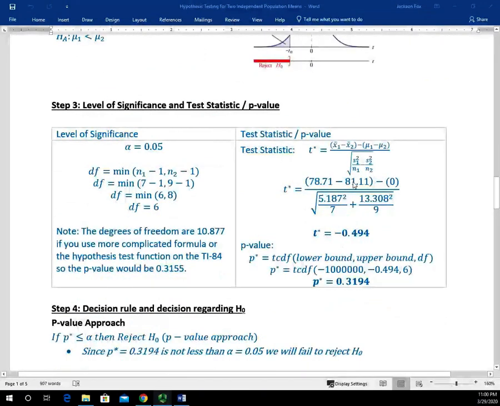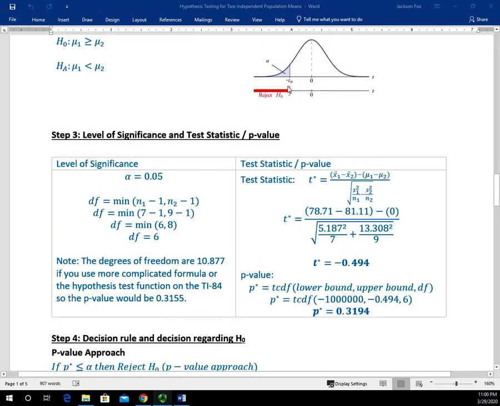And then I'm just plugging in my sample means for the respective values, my sample standard deviations. I have to square those to get the variances. And then my sample sizes for each of the two groups right here. So it's really a plug and chug to get our test statistic, which comes out to negative 0.494. Now, since that's a negative value and we're doing a left tail test, that's going to be our upper bound. Our lower bound is going to be negative 1 million, technically negative infinity, but we're going to use negative 1 million because the calculator will accept that, okay? So we're going to use a lower bound of negative 1 million, an upper bound of negative 0.494, and the degrees of freedom of 6, and that gives us a p-value of 0.3194.